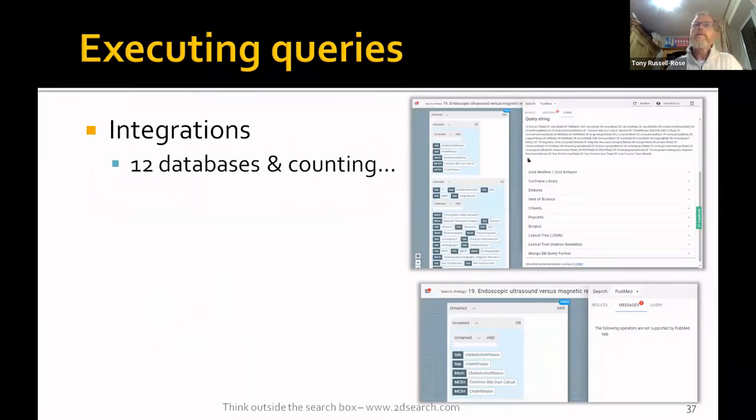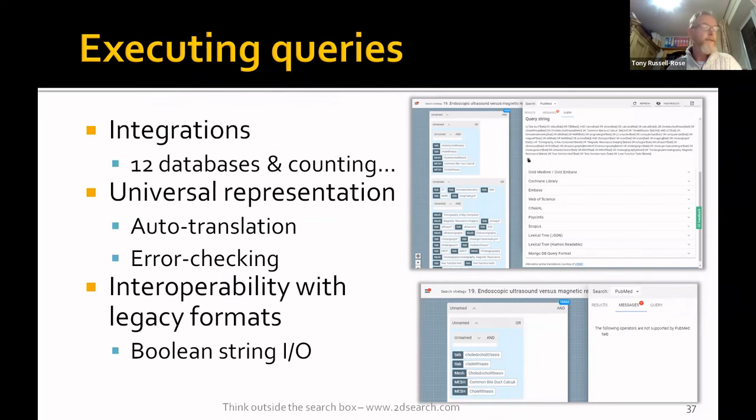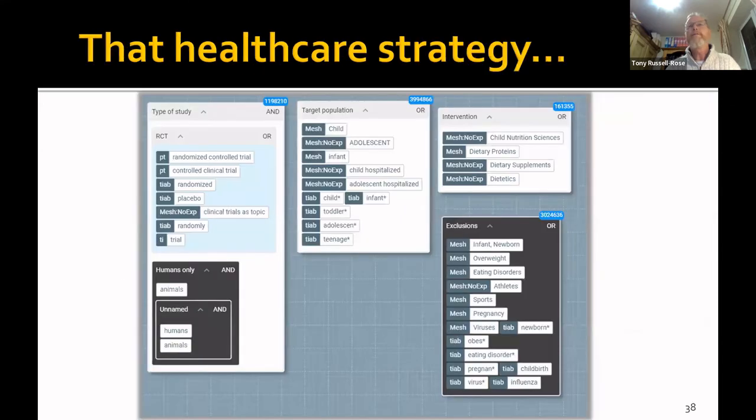And the tool allows you to interrogate 12 different databases and provides automated translations for a whole bunch of other ones, and does some error checking and lots of other bits and pieces too. But in the interest of time, I'm just going to round this out by doing the sort of big reveal. If anybody wants to put a number in the chat of how many conceptual blocks there was in that search strategy, now is your last chance, because I'm about to show it to you. If you read it in with the tool, it would look like this.